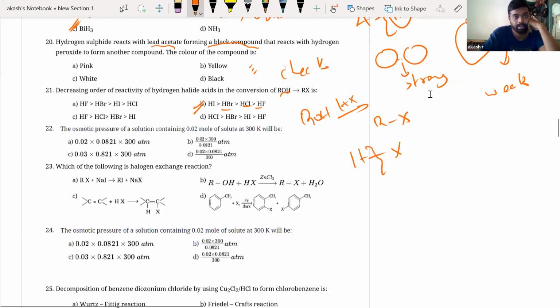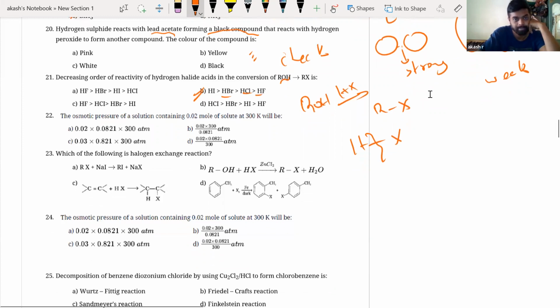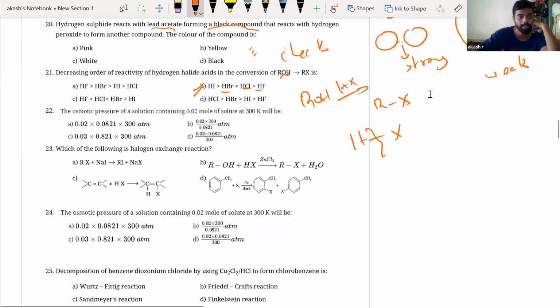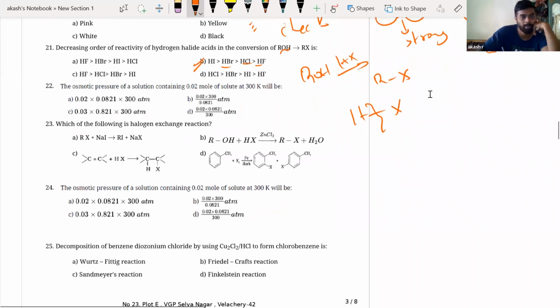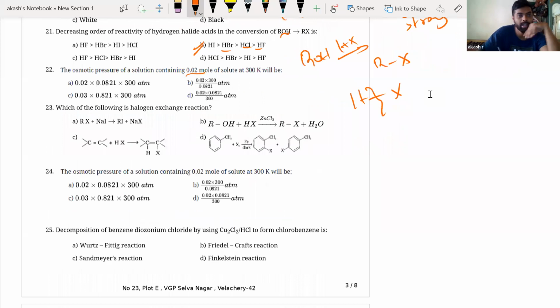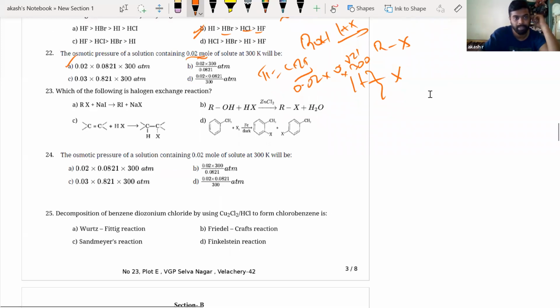right? Okay, next. The osmotic pressure of a solution containing 0.2 moles of this, again, it's this formula substitution, right? Pi is equal to C into R into T. They have given 0.2 moles of solute. That's it. Volume is not given, right? So you'll assume the mole to be the molarity. So it's just going to be 0.2 into R value, which is 0.0821 into the temperature, which is 300 Kelvin. That's it. So what is the answer now? A. Right. Next.